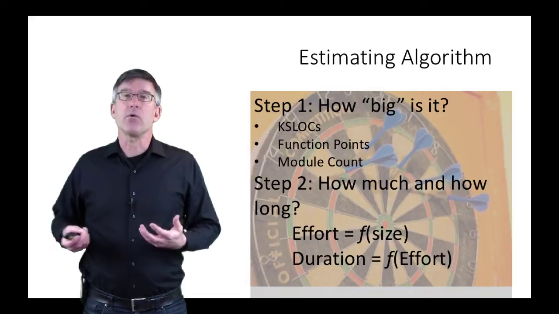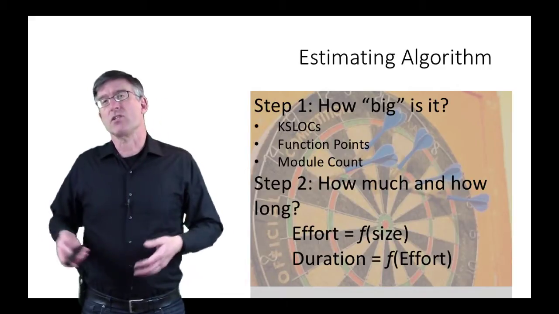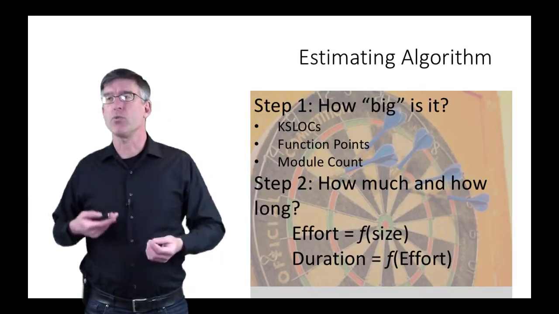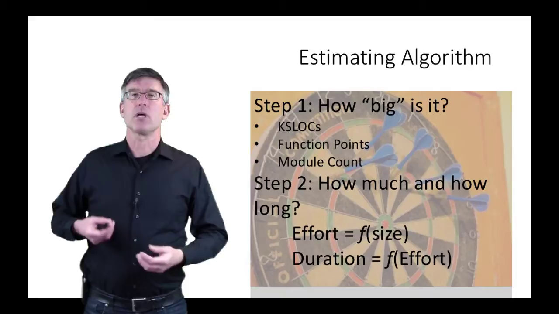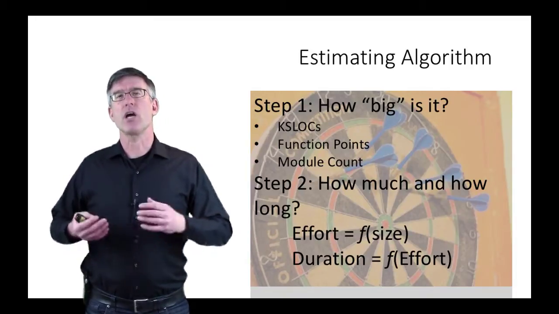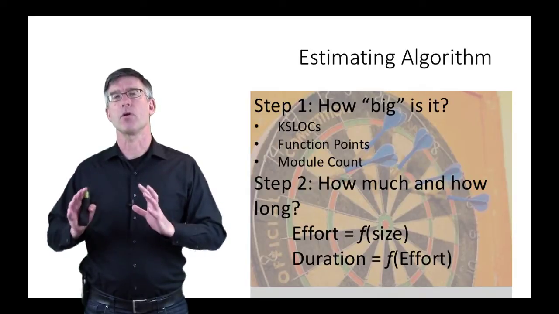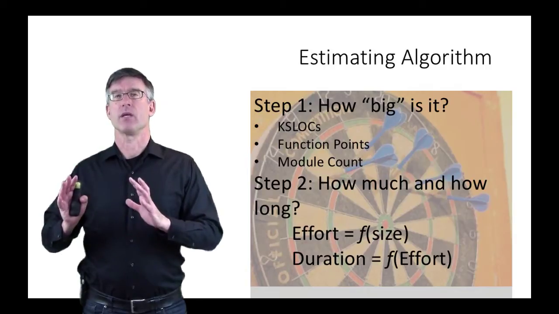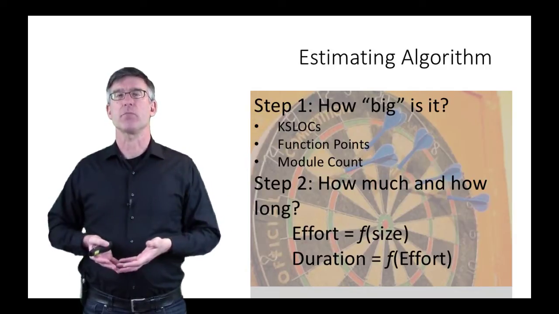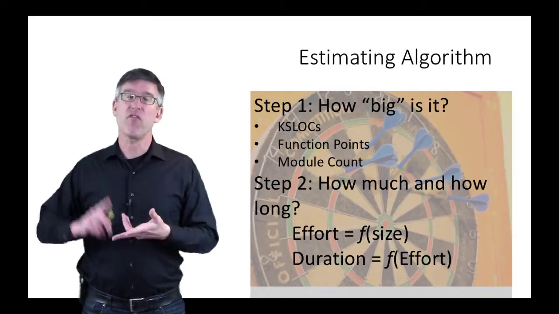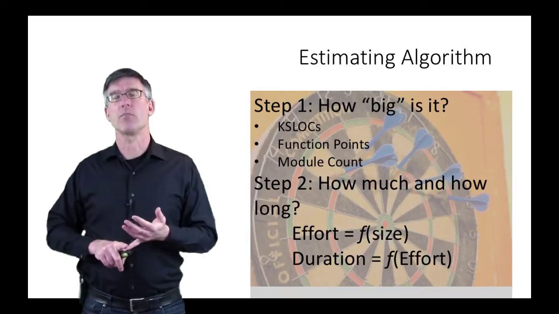Some more adventurous people, realizing that source lines of code probably wasn't a great estimator, started thinking about function points and module counts. So there was a large number of different approaches to coming up with some count or some number that represented how big this system is. So how much work will there potentially be for it? What's the number of size in terms of either source lines of code, function points, module counts, or some other metric that we could use that would capture the size of the system.